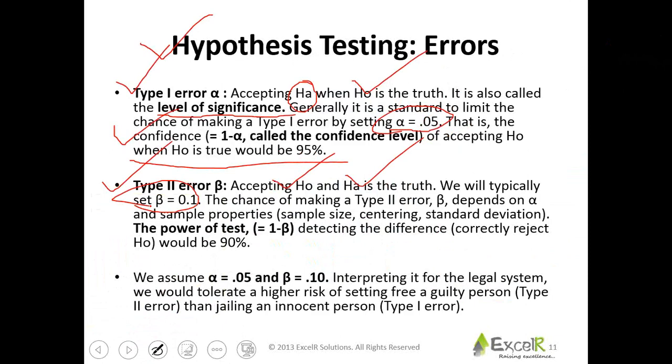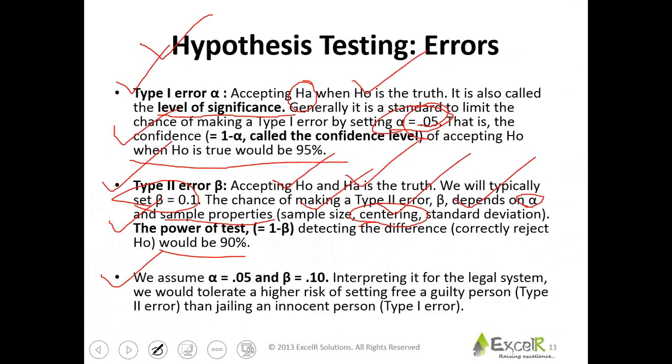Now the chance of making a type 2 error, or beta, depends on the alpha value also. It is also going to depend on some sample properties. What is the sample size that you have selected? What is the centering? What is the standard deviation and all that? Centering is nothing but your mean or average. 1 minus beta is always called the power of test, detecting the difference, which would be 90%. All right. We assume alpha is 0.05 and beta is 0.1.